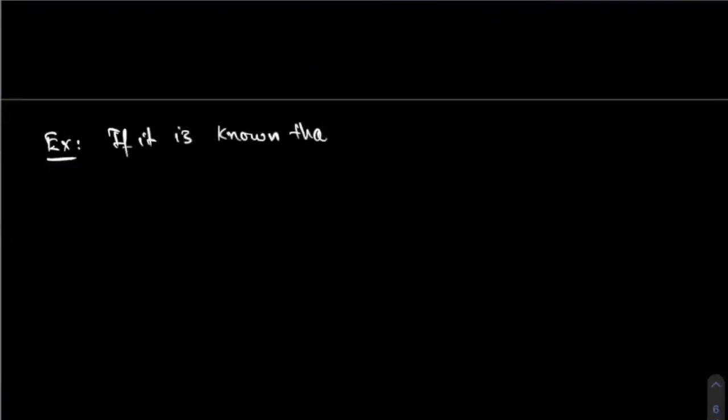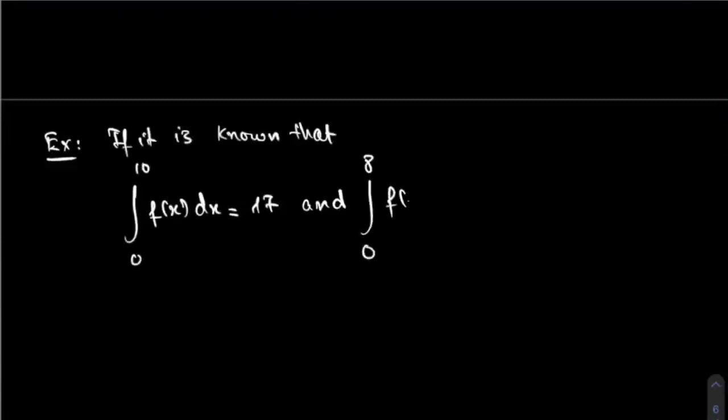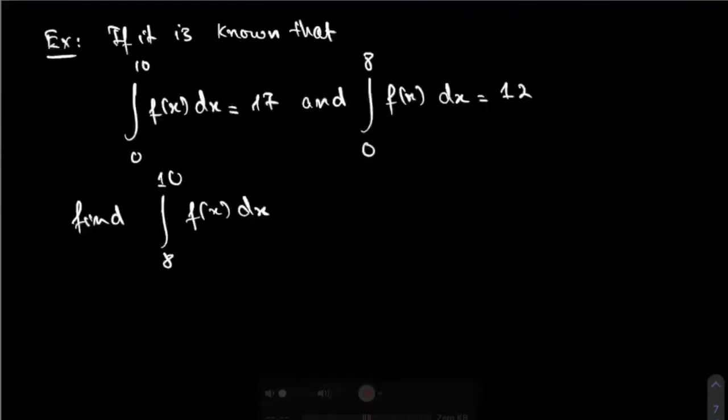Example: if it is known that the definite integral from 0 to 10 of f of x dx is equal to 17, and the definite integral from 0 to 8 of f of x dx is equal to 12, can you find the definite integral from 8 to 10 of f of x dx? You can see that the bigger interval is from 0 to 10, and the two smaller intervals are from 0 to 8 and from 8 to 10.